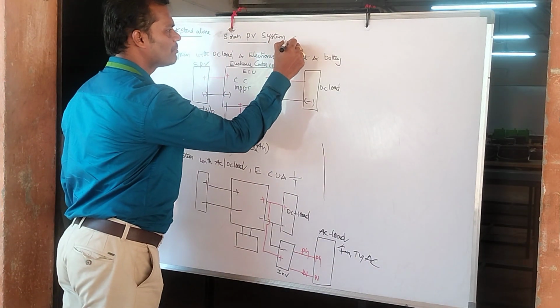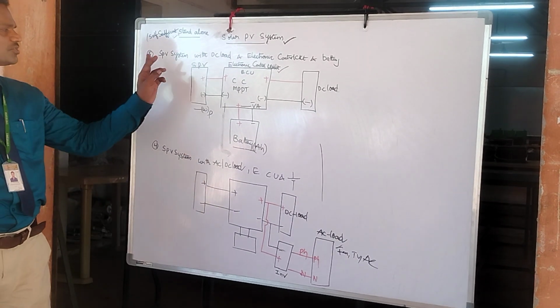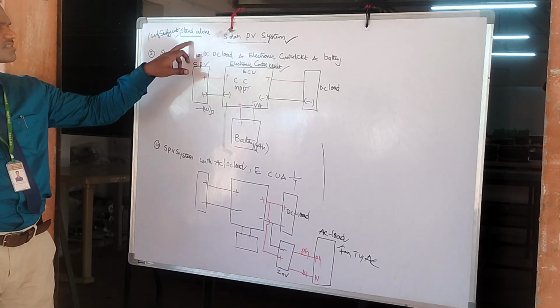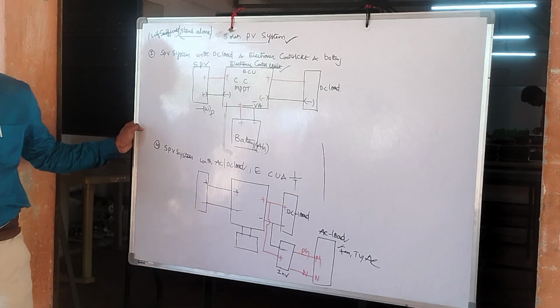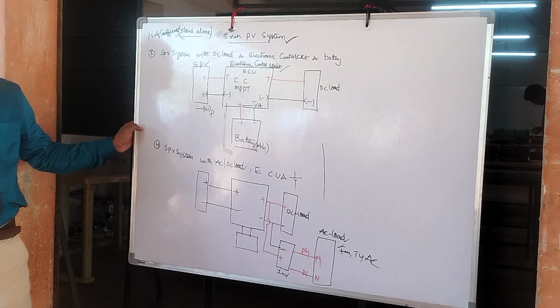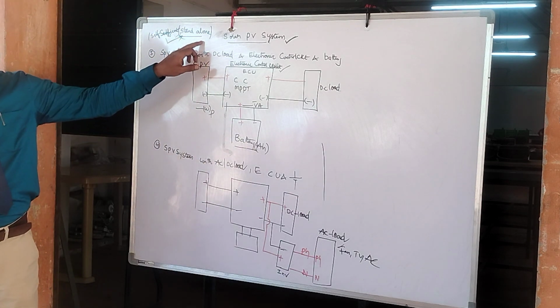Standalone solar PV system. Two classifications are already completed. Coming to the third classification, the name of this classification is nothing but standalone. So already I told what is the meaning of standalone. If any system is self-sufficient of its own, then it is called a standalone system.